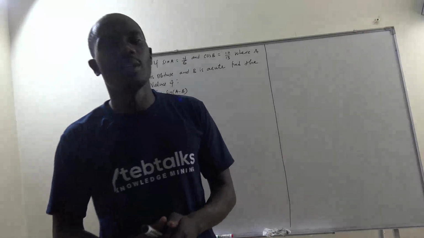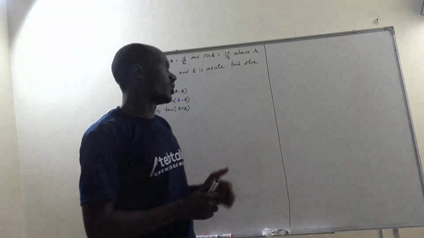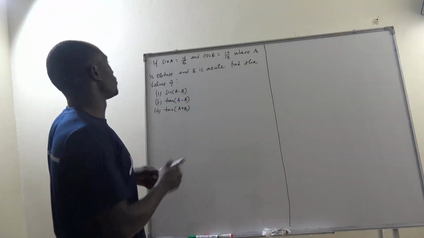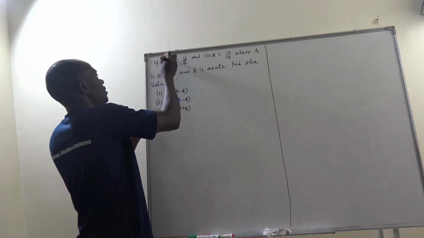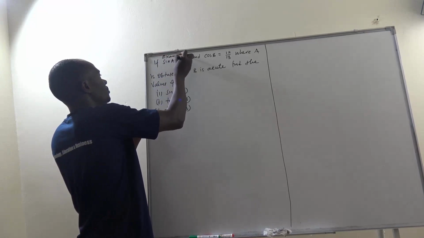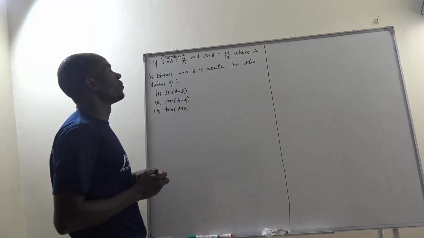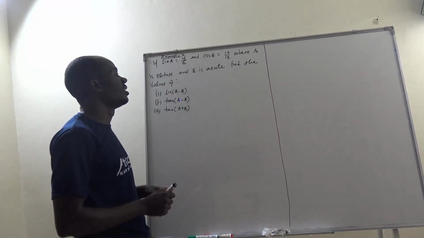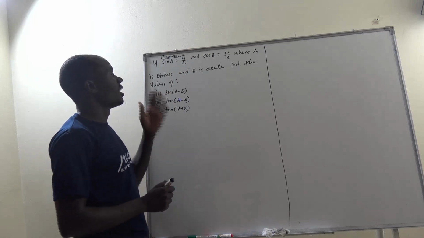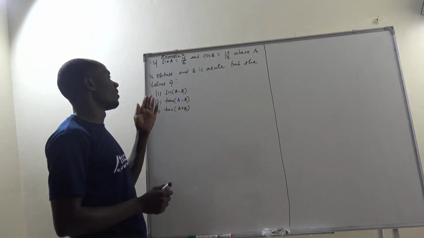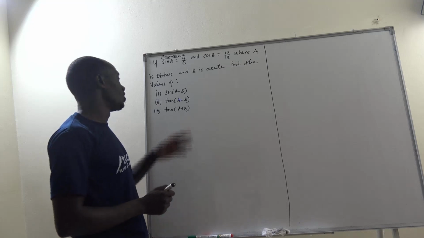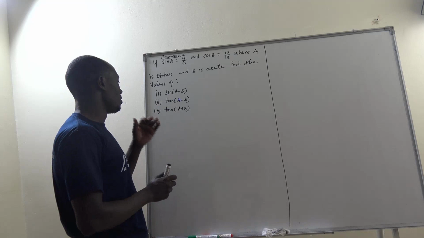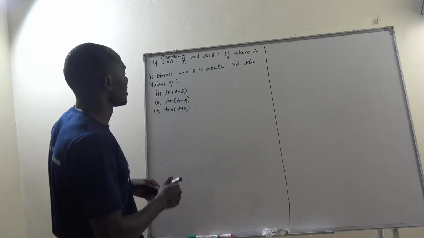So welcome back to the new episode, still on the application of the compound angles. So our example 2 goes: if sin A equals 4 out of 5 and cos B equals 12 out of 13, where A is obtuse and B is acute, find the values of (1) sin(A minus B), (2) tan(A minus B), (3) tan(A plus B).